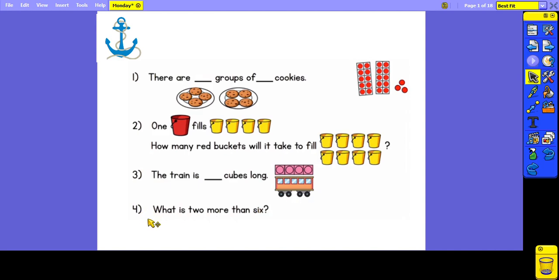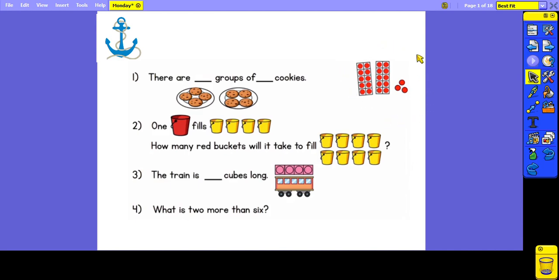Question 4, what is 2 more than 6? And for this one, you need to remember to write your number as a word. So pause the video now to give yourself some time to answer them, and I'm now going to go through the answers.